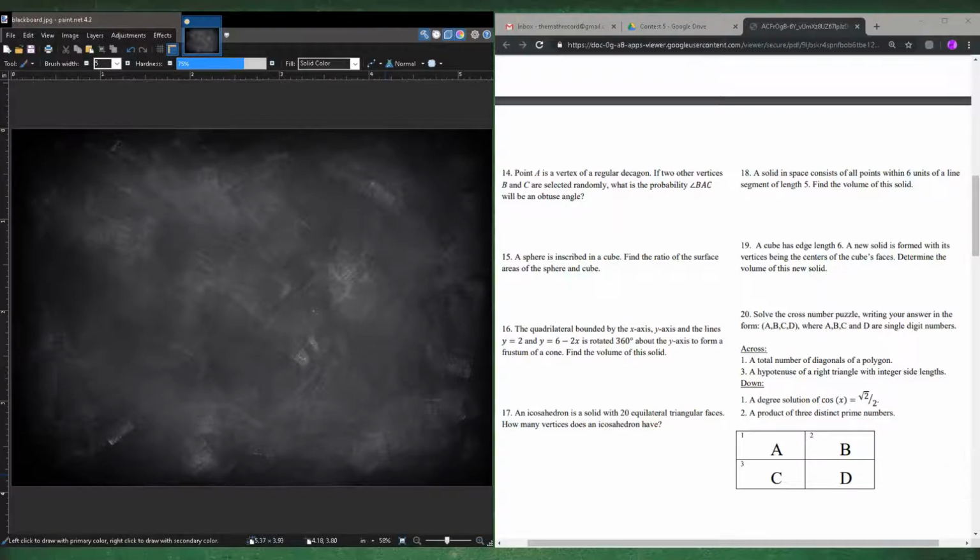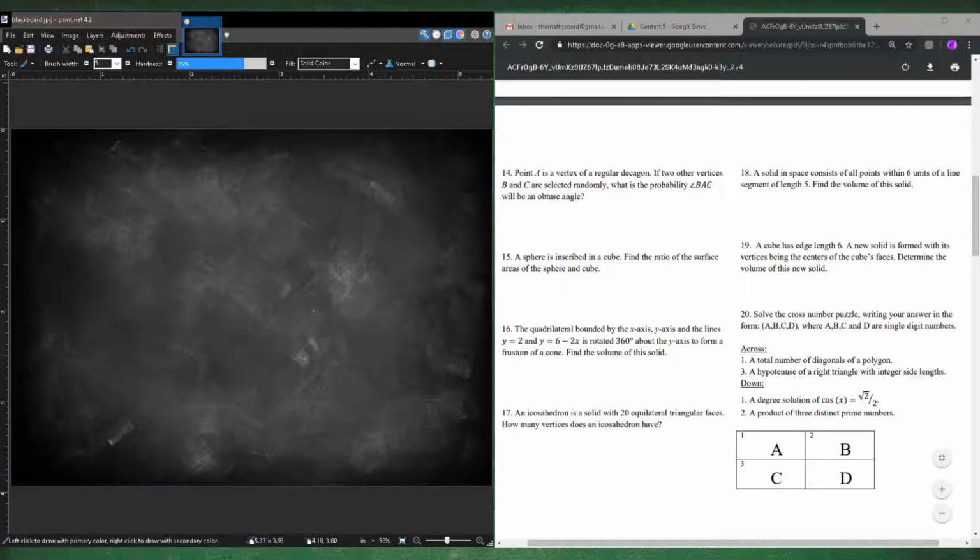Question 19. A cube has edge length 6. A new solid is formed using the vertices being the center of the cube faces. Determine the volume of the new solid.